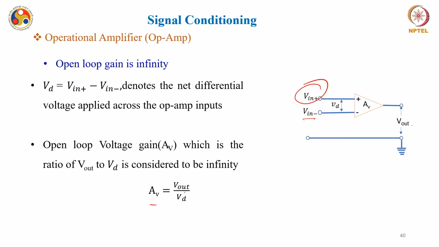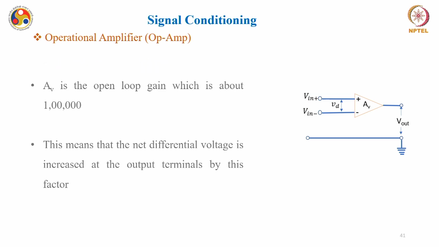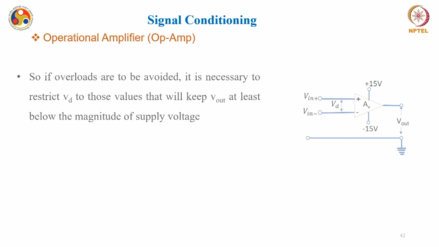Okay. So AV is equal to V out divided by the differential voltage at the input terminal. VD is equal to V in plus minus V in minus. And AV is the open loop gain, which is about 1 lakh or even more than that. This means that the net differential voltage is increased at the output terminal by this particular factor, because we have seen that V out is equal to AV into VD.